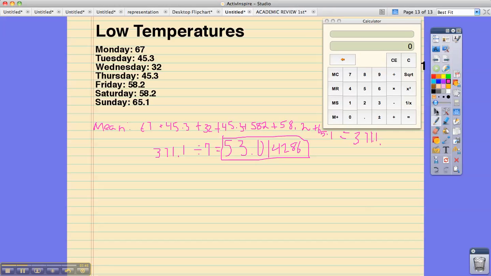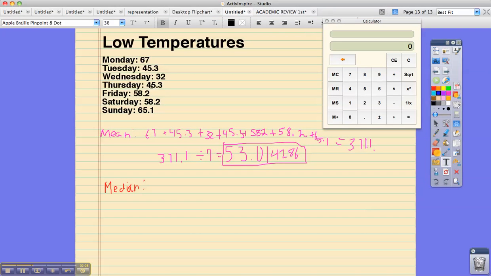Okay, let's look at the next measure that we're going to talk about, which is the median. The median, remember, means the what? Middle. Very nice. The middle number. So we're going to find the median. The first thing we've got to do in order to find the middle number is we have to put them in order from least to greatest. So which one of these is the smallest? 32. So 32 is going to be my first number.